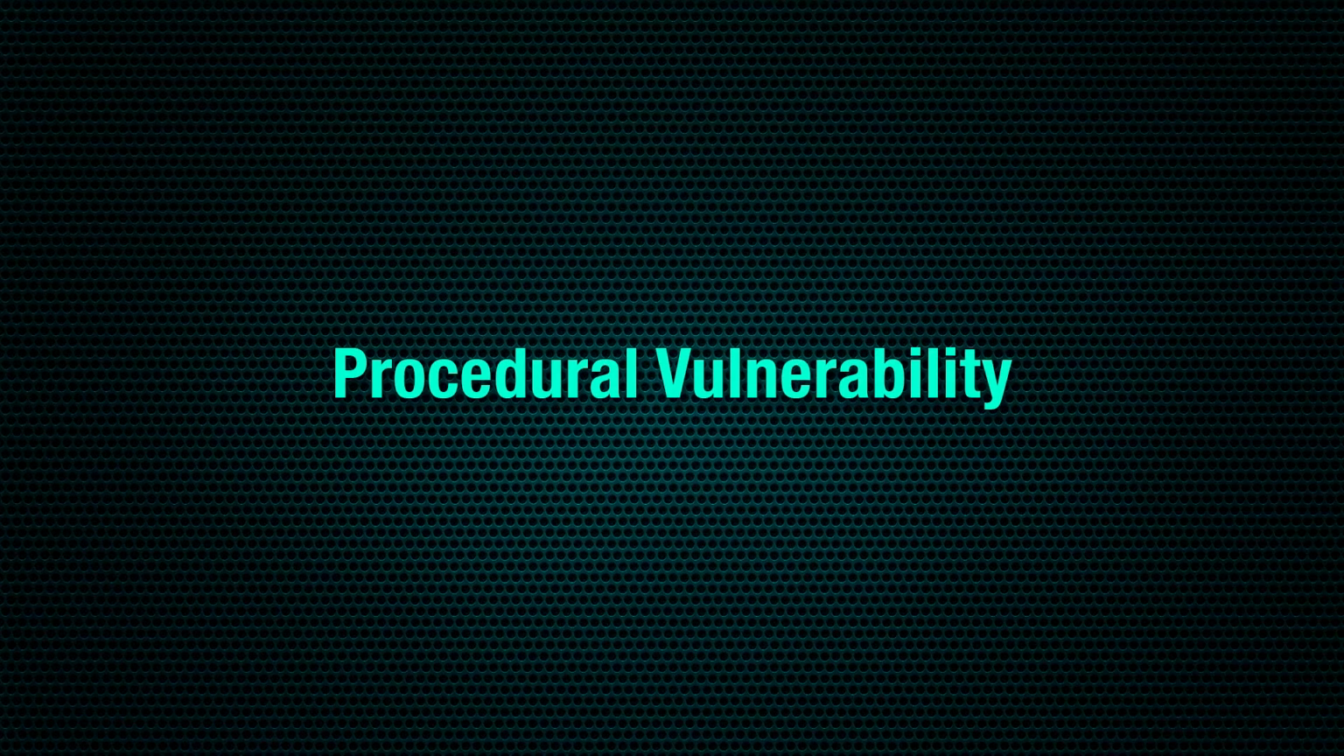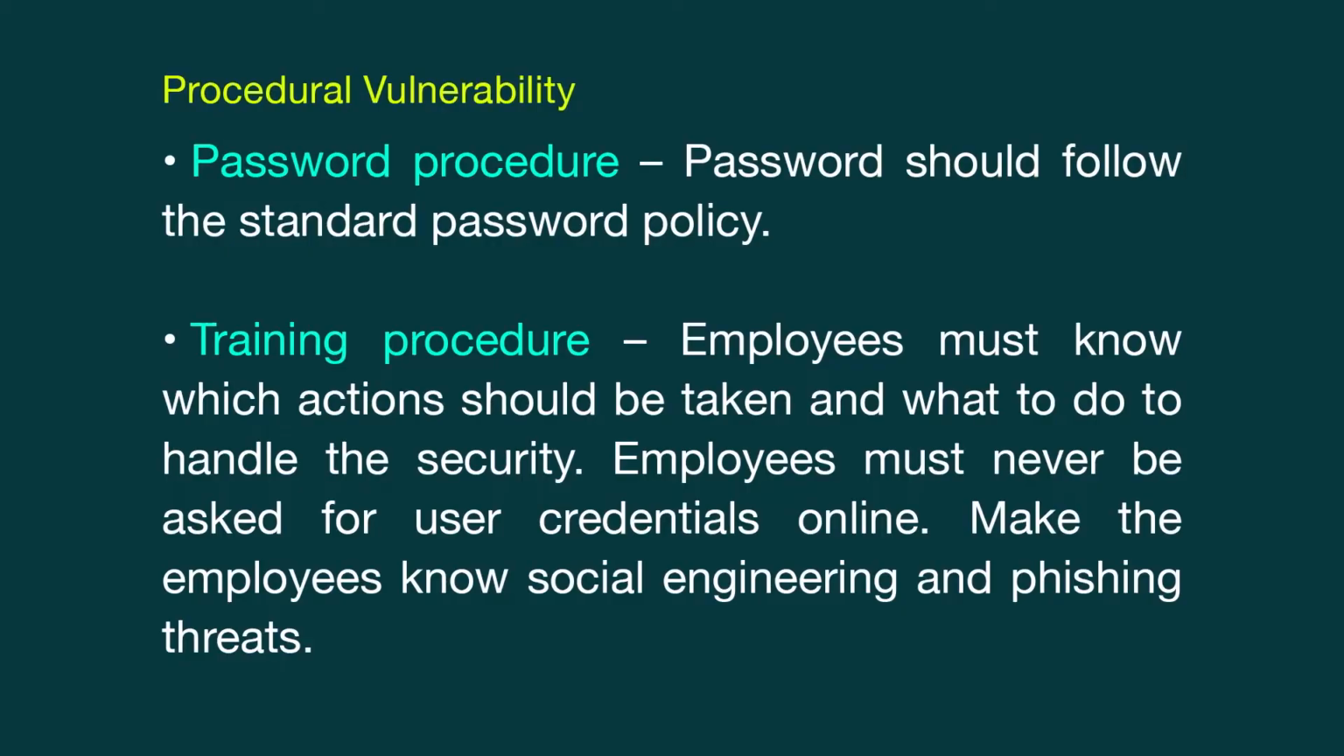Procedural vulnerability. A weakness happens in an organization's operational method. For example, password procedure. Passwords should follow the standard password policy. Training procedure. Employees must know which action should be taken and what to do to handle security. Employees must never be asked for user credentials online. Make the employees aware of social engineering and phishing threats.